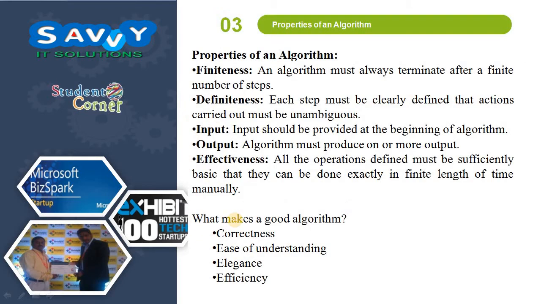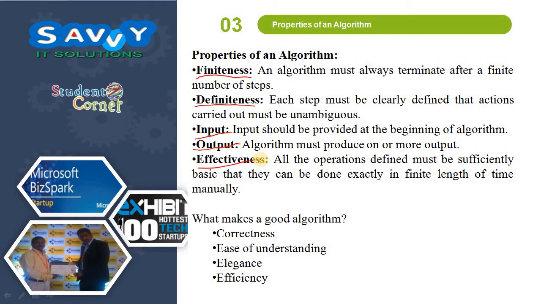Now, the third one is properties of an algorithm. Properties of an algorithm consist of finiteness, definiteness, input, output, and effectiveness. Finiteness: an algorithm must always terminate after a finite number of steps. Definiteness: each step must be clearly defined; the actions carried out must be unambiguous.